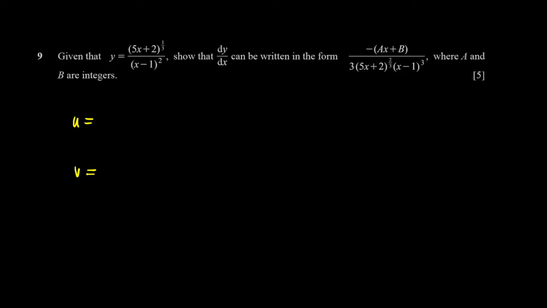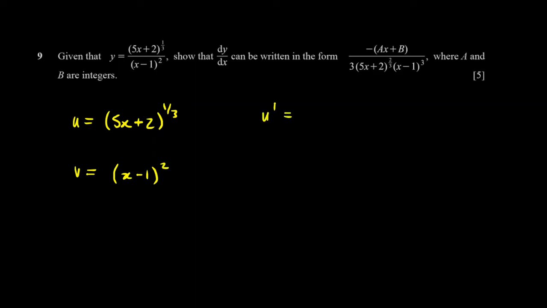Now, let me just check the power for u. That's a third, right? Sorry, I had to look very carefully. You want to be super careful with that, by the way. It's very easy to misread it as a half. And then v is x minus 1 to the power of 2. Now, we're going to have to differentiate both of these.